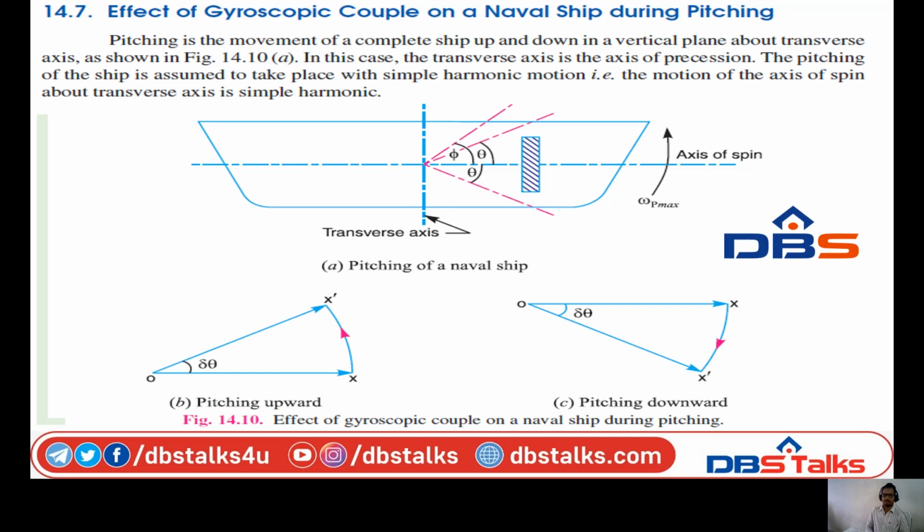And on the other hand, if the pitching is downward, the effect of reactive couple will be shown, that is in the diagram of C, to turn the ship towards the port side. Okay, so these are the contents of the effect of gyroscopic couple on a naval ship during pitching.